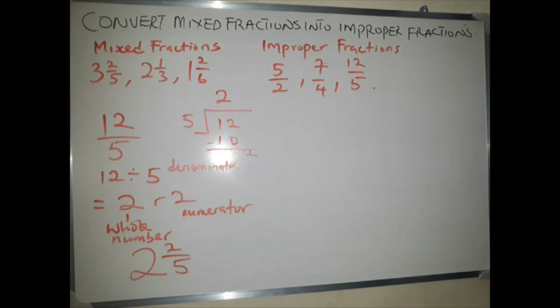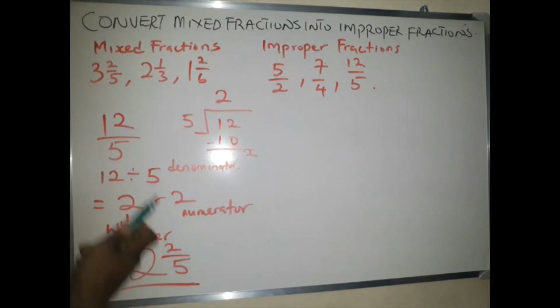And to check, you can now use the first process I taught you on how to convert from a mixed fraction into an improper fraction, because this is now a mixed fraction here. So to check if it will give you this, you can now do the process of 5 times 2 plus 2. 5 times 2 plus 2 will give you 12 all over 5, which means the whole process is correct.